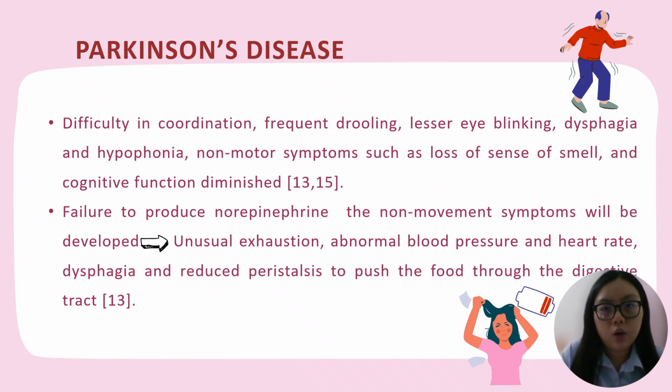As well, the neuron cells that play a role in producing norepinephrine will be affected as well. With the failure to produce norepinephrine, the non-movement symptoms will be developed. For example, unusual associations, abnormal blood pressure, heart rate, and reduced peristalsis to push the food through the digestive tract.